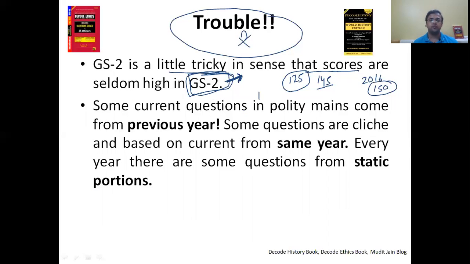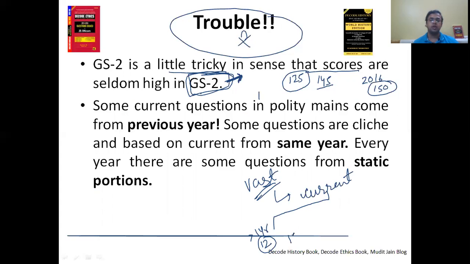Secondly, it is a very vast subject in itself because it is mostly current based, and very often now, rather than at times, questions are asked from current affairs that are older than 1 year. So gone are those days when 12 months of current affairs used to be enough. Now you have to study 15 to 18 months of current affairs.